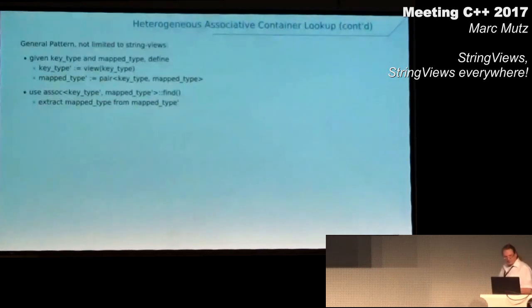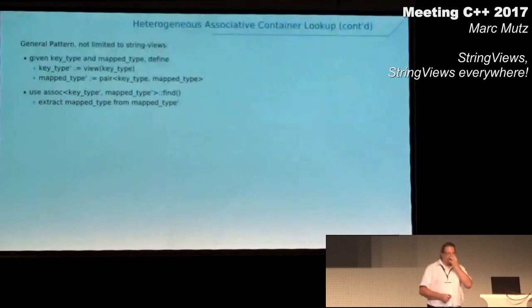So, this is a general pattern. It's not limited to StringViews. It's just that StringView is the only view type that we currently have in the standard. ArrayView has not made it. So here's the pattern. Given a key type and a map type, which is what you actually want to look up, define the following. Key type prime is a view on the key type. For strings, that's StringView. For unique pointer, that's T star. And for everything else, you need to come up with your own definition. Yeah? It needs to be hashable. It needs to be equality comparable. Once you have that, you have a key type that you can use in a standard unordered container.